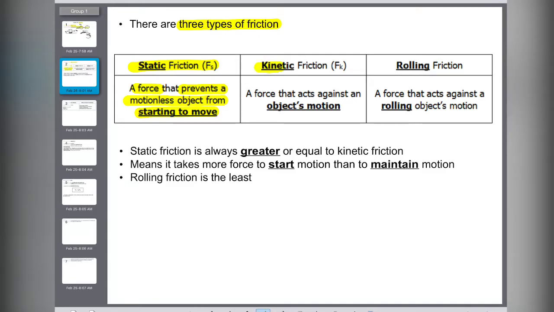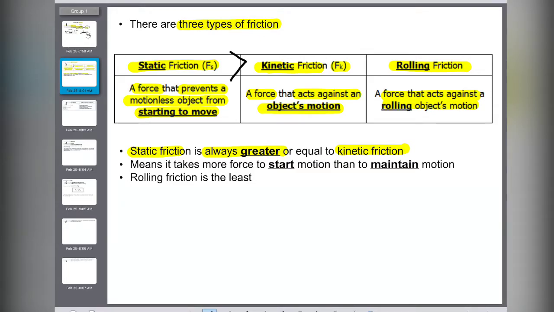But once the object is moving, it now switches to this other type of friction that is called kinetic friction. Kinetic is like moving. Kinetic friction is the force of friction that is opposite when something is already in motion. And then rolling friction is friction that is against objects that are rolling. And one extra thing is static friction is always greater than or equal to kinetic friction. Okay, so this is always greater than that.